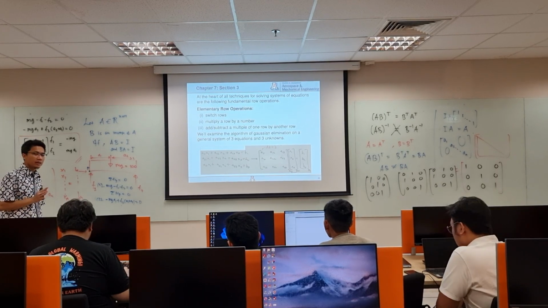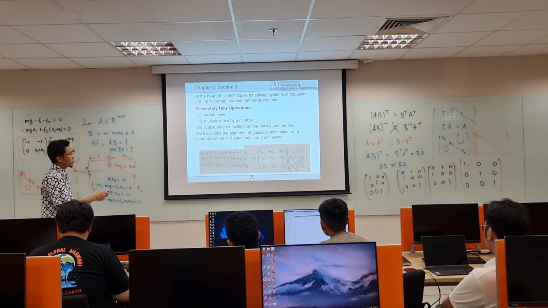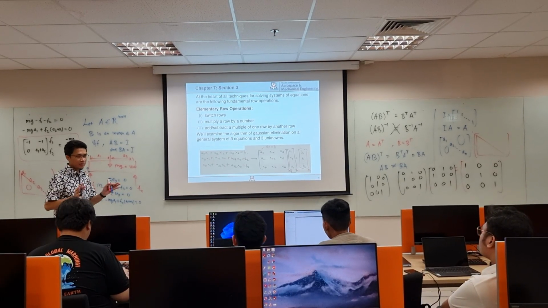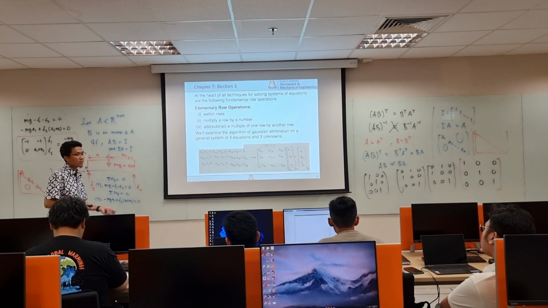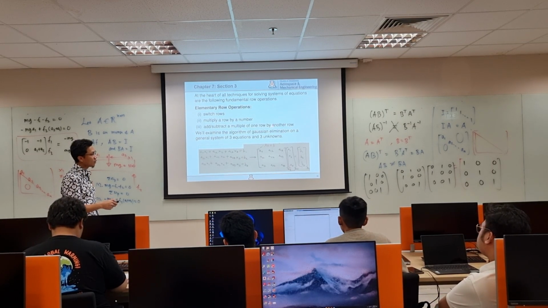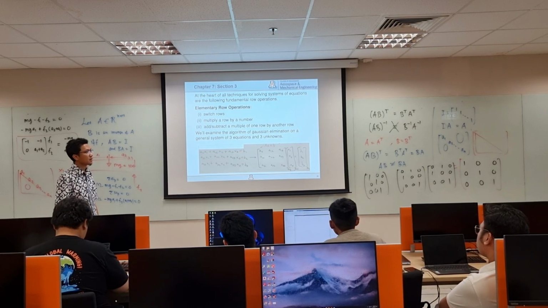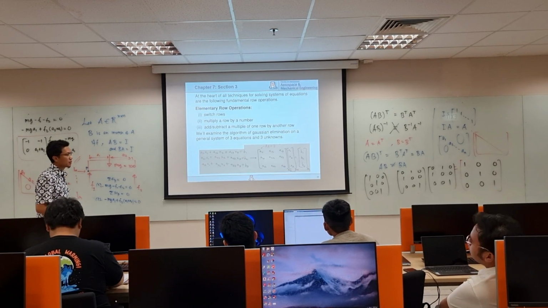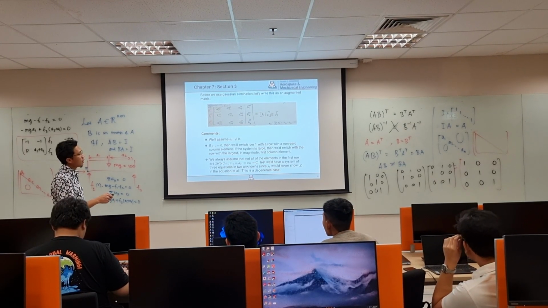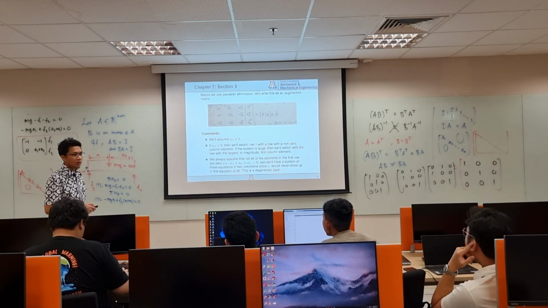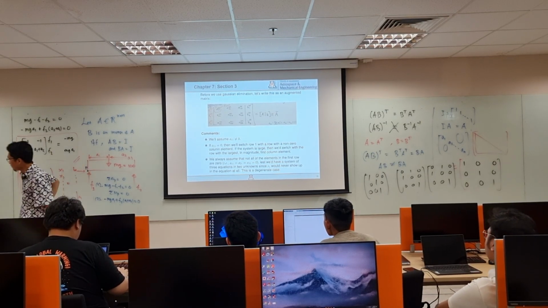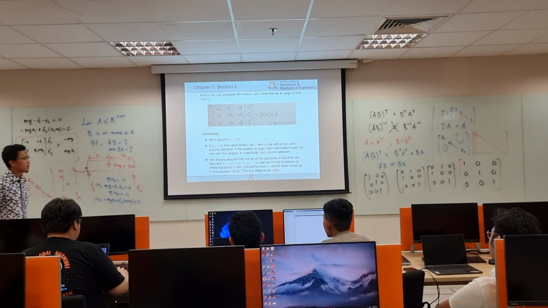So what can we do in elementary row operations? We can switch rows, not switching columns, this is switching rows; or multiply a row by a number; or add or subtract a multiple of one row to another row. Let's see an example. You see this matrix is an augmented one, already augmented. Let me write it here.